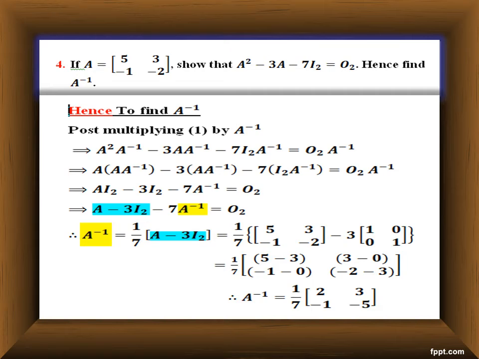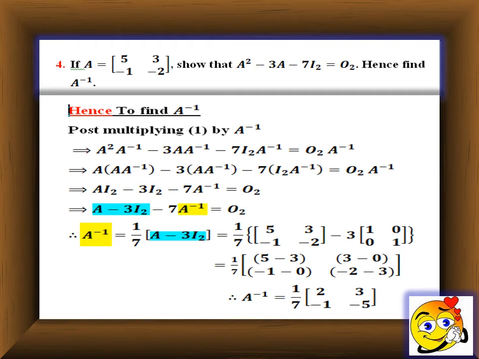From this equation we need to get A inverse. So see the yellow marked A inverse. I am keeping A inverse on one side, bringing all the other terms to the other side. I get 1 by 7 into A minus 3 I2. So substitute the value of A matrix in the place and I2 there, and simplifying you will be getting 1 by 7 into the matrix 2, 3, minus 1, minus 5. This is your A inverse.